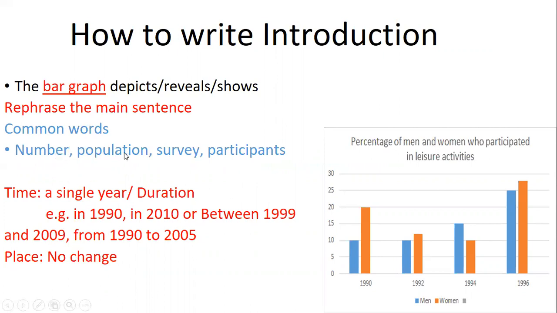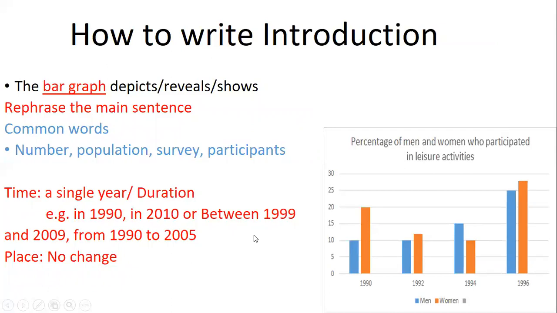Population, number of people. Populace, people residing there. Survey conducted, research carried out, you can say. So these types of words can be used in place of survey, population, number. If in the question the time duration is given like from 1990 to 1996, you can write between 1990 and 1996. You can even mention within the duration of this many years.